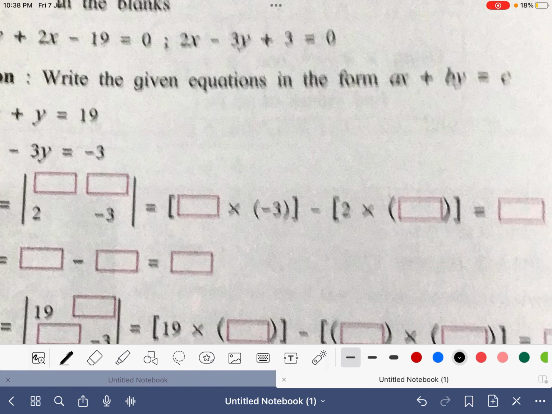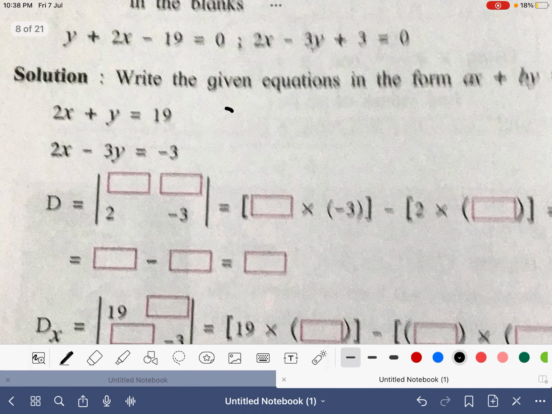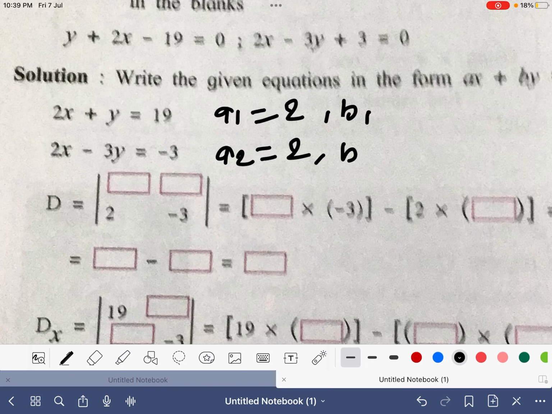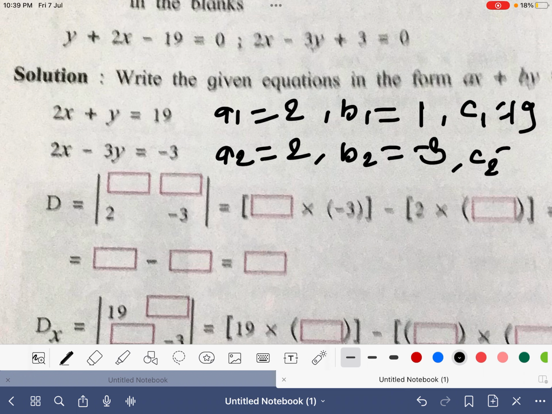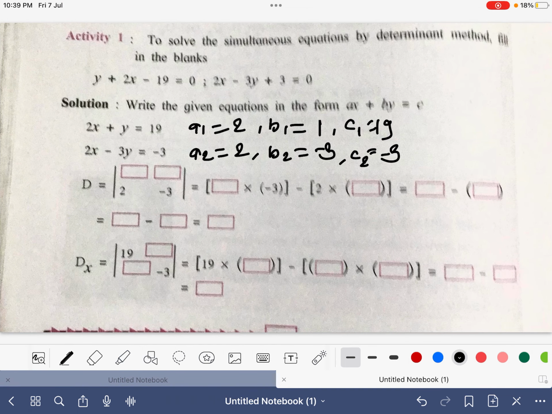So write down the values. What are the values? a1 is equal to 2, a2 is equal to 2, b1 is equal to 1, b2 is equal to minus 3, and c1 is equal to 19, and c2 is equal to minus 3. Okay, and we have to solve this equation. So as per the formula, first of all put the formula and then try to solve it.